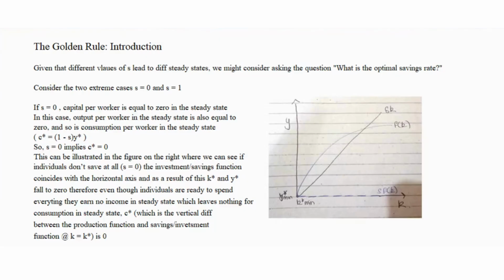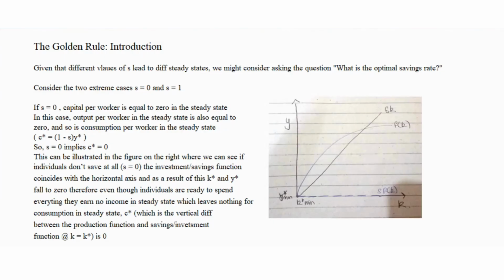Now, if S is equal to 0, then capital per worker in the steady state will be 0, because we know we find the capital per worker in our basic Solow model by setting SF(K) equal to delta K. So if S is equal to 0, and we solve for K star, that's equal to 0. So if S is equal to 0, capital per worker is equal to 0 in the steady state.